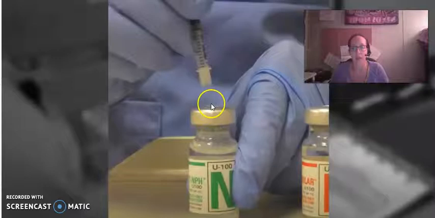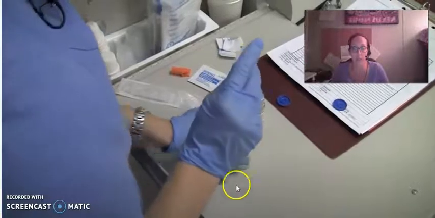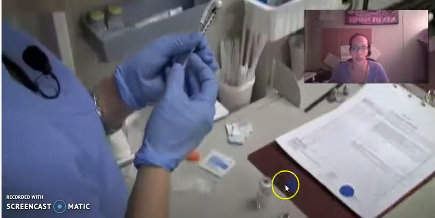The bevel or the tip of the needle cannot touch the NPH insulin. Very, very important to keep in mind because you are going to then put that needle into the other insulin vial, and you don't want to mix the two. So there she's injected the 12 units of air into the NPH vial.